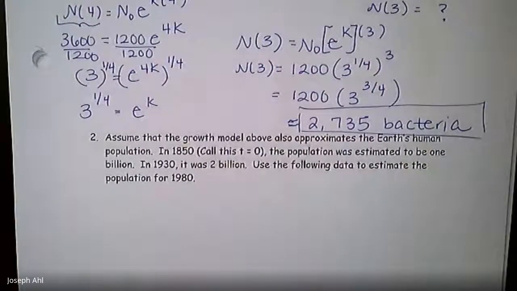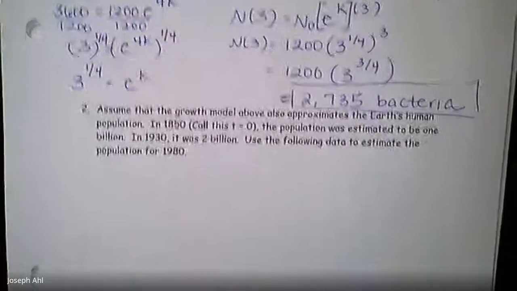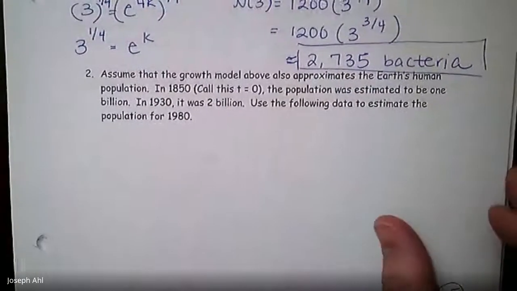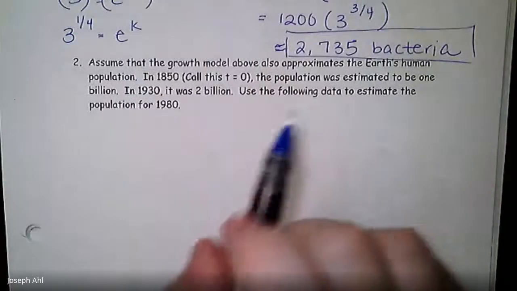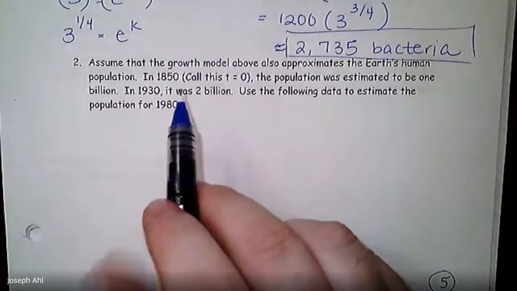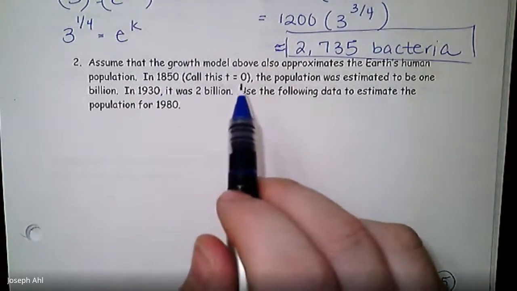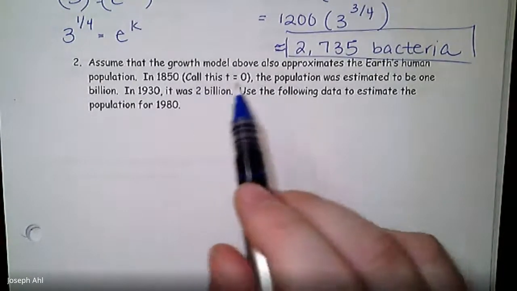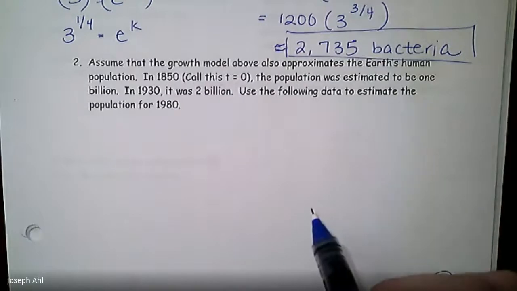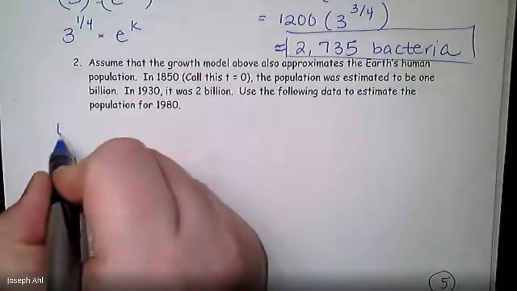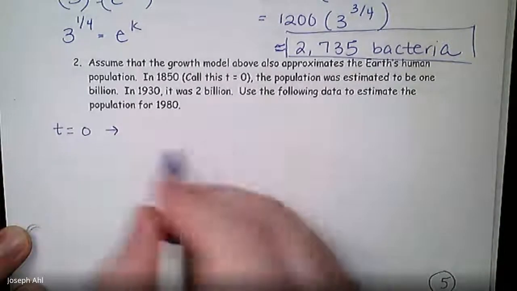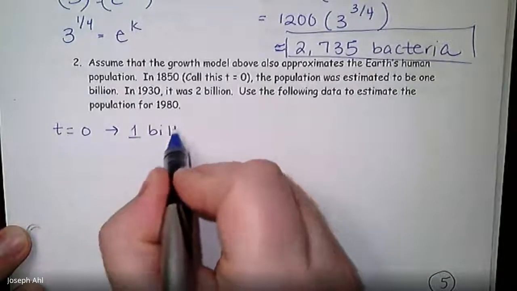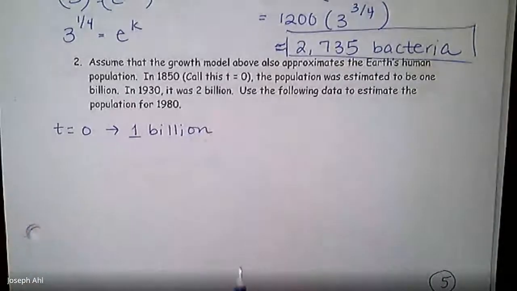Let's look at a similar example. We'll move on from bacteria and talk about real people now. Assume that the growth model above also approximates the Earth's human population in 1850. We're going to let 1850 be known as time equals 0. That's when we started keeping track. In 1850, the population was estimated to be 1 billion. So at time equals 0, the population is 1 billion people, and that's the year of 1850.